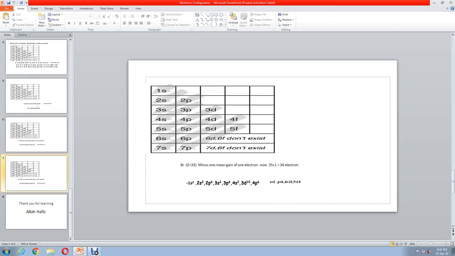Now we see another example, bromine minus 1, Z is equal to 35. Minus 1 means gain of 1 electron. Now 35 plus 1, it means 36 electrons. Now we have to write the electronic configuration of 36 electrons: 1s2, 2s2, 2p6, 3s2, 3p6, 4s2, 3d10, 4p6.